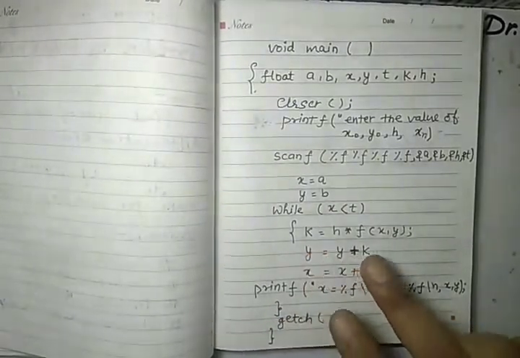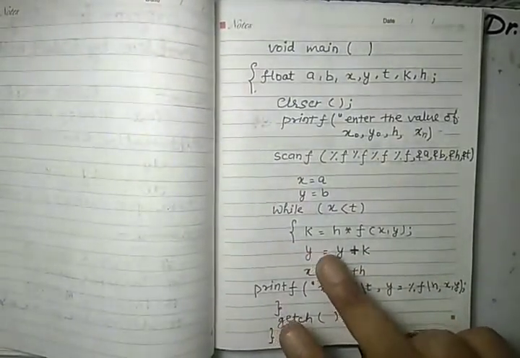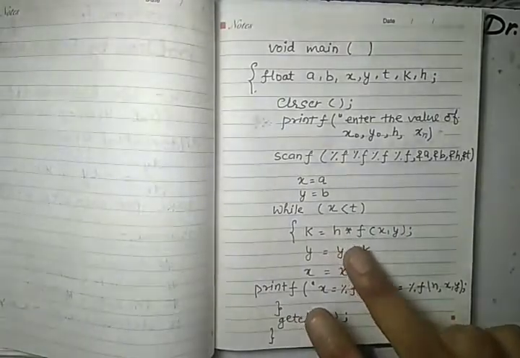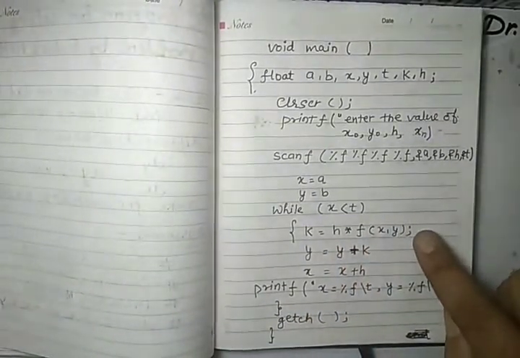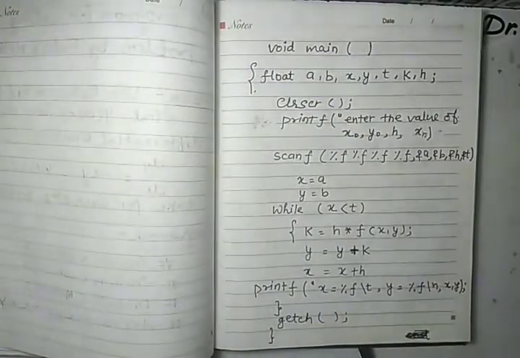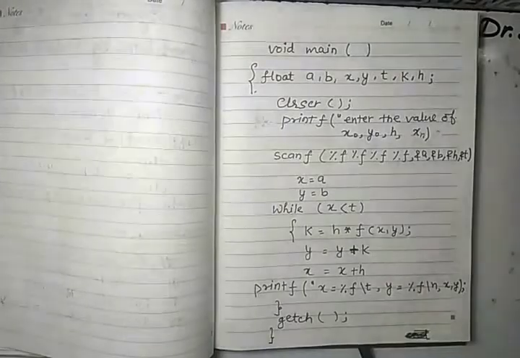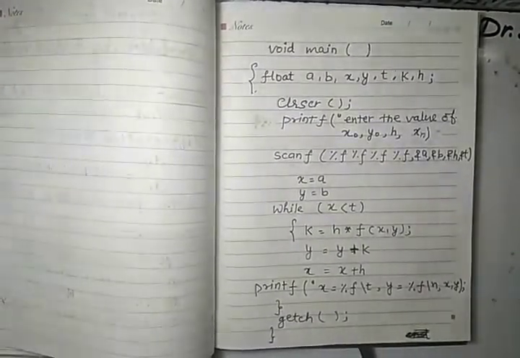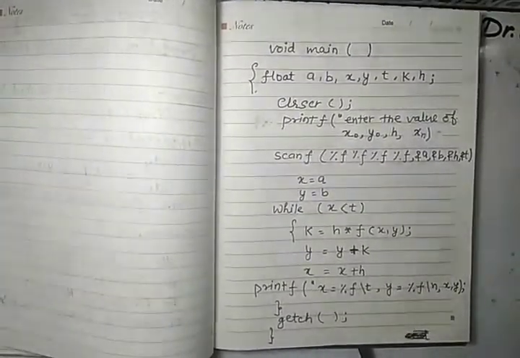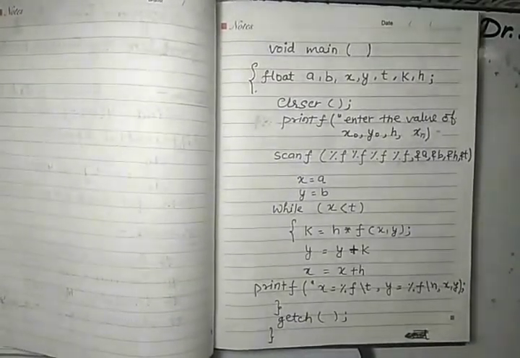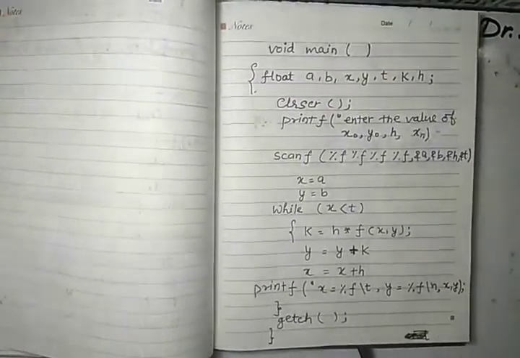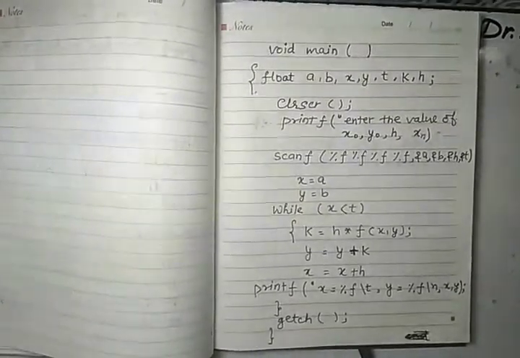Now we define the conditions, that is k is equal to h into fxy, and again y is equal to y plus k. Here we need to put semicolons. There is some mistake, so I'll come back.